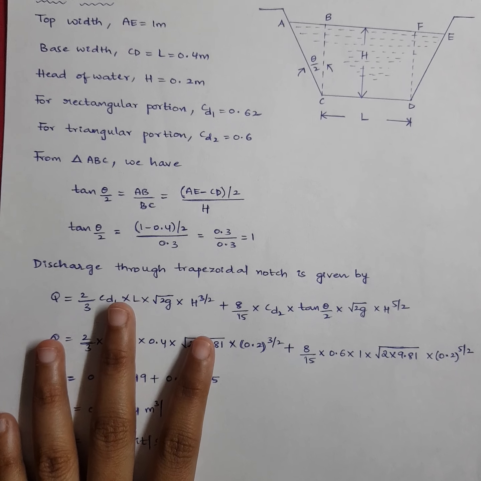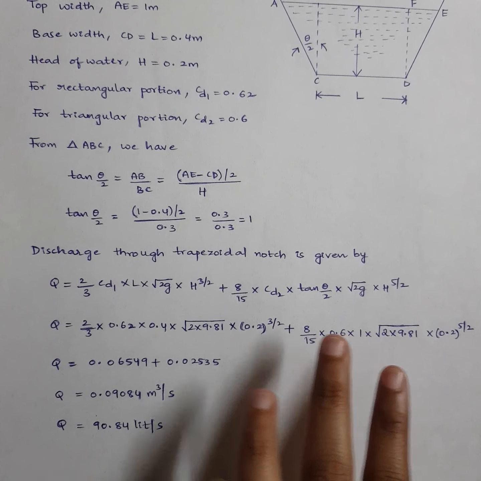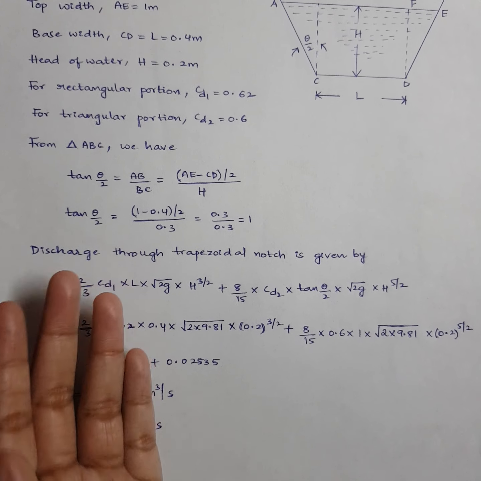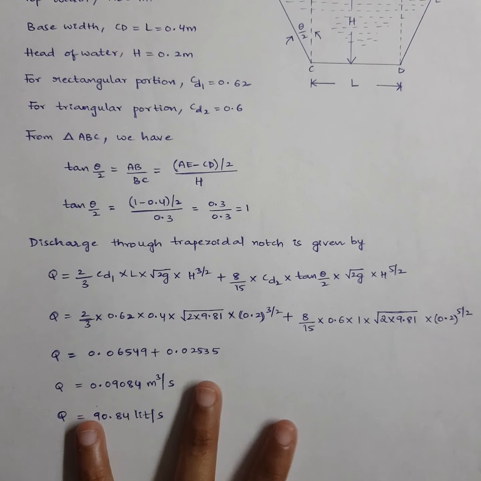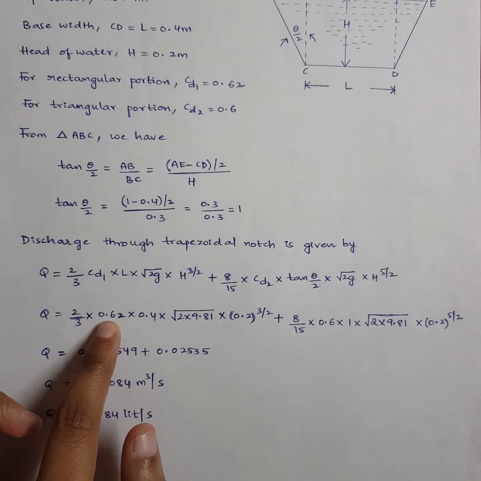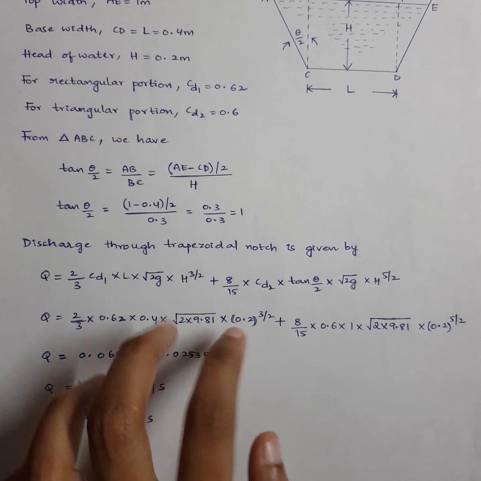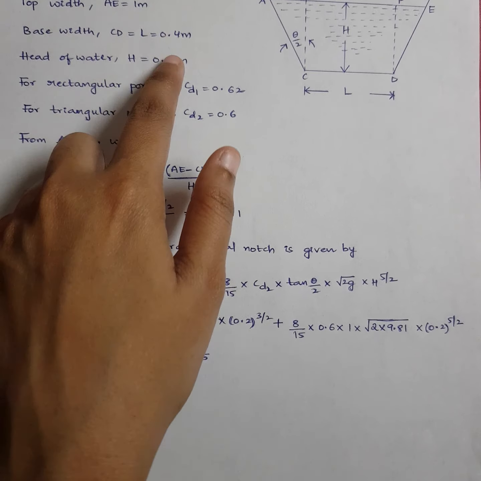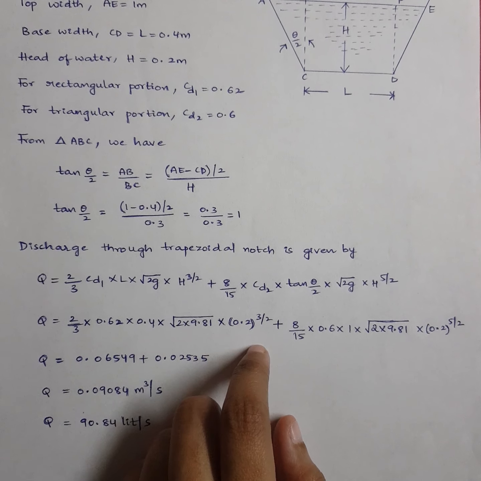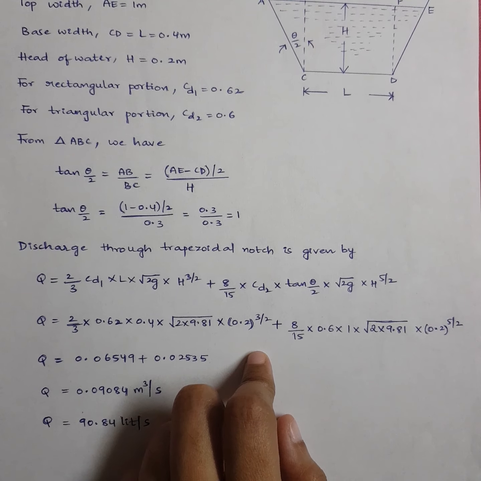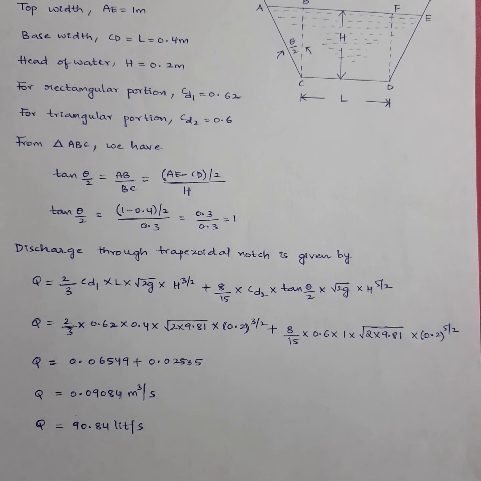So now let's calculate the discharge through the trapezoidal notch. Here I have taken the bigger equation, but you can do the rectangle separate, the triangle separate, and add. If you take the bigger formula, this is the formula. So 2 by 3, Cd1 is given 0.62, L is 0.4, into root 2 into 9.81. See here again, in the place of H I put 0.2, I didn't put 0.3. Why? Because I'm doing it for water, so I have to take water-related readings. When I'm doing it related to the notch, I have to take notch-related readings.